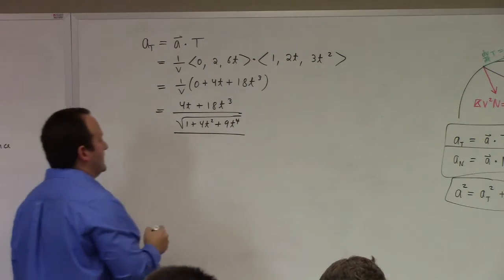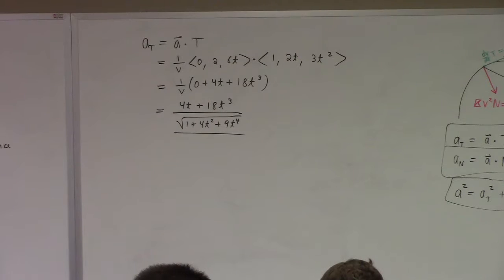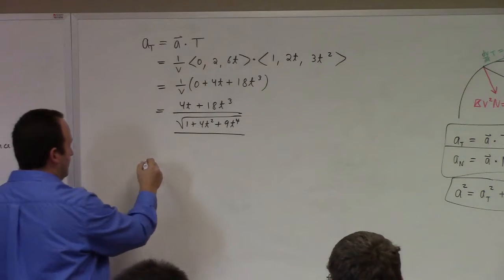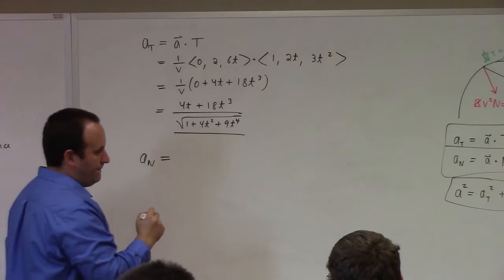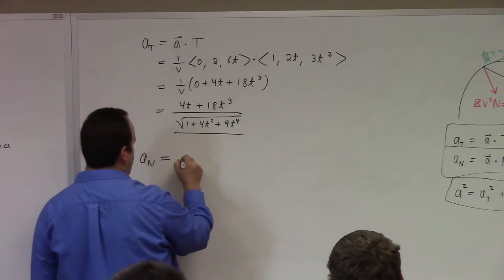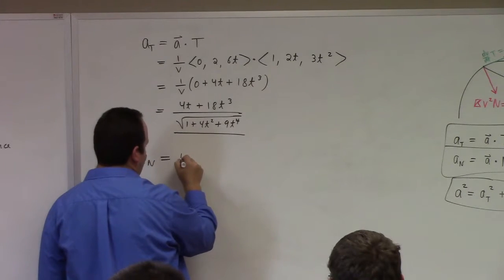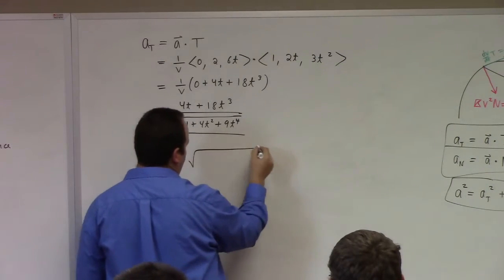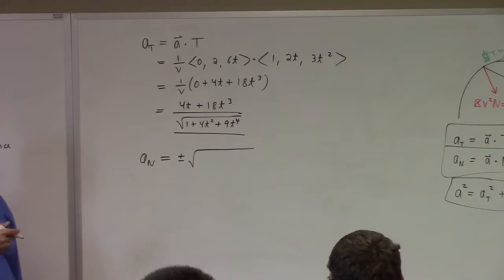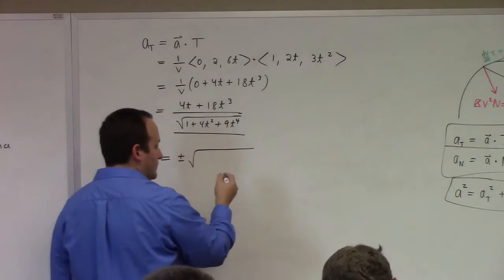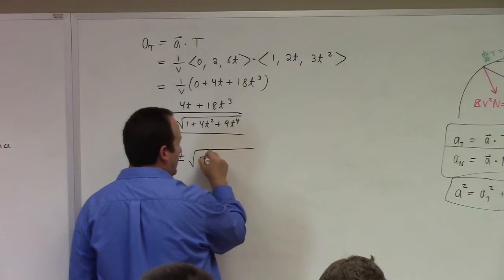That's the tangential component to the acceleration. How would I find the normal? Yeah, well, how would I get a sub n? Right, well, I guess we have to allow for plus or minus. Maybe I can't figure out the plus or minus without actually getting into the details of what I don't want to get into. But certainly it's plus or minus a square root.